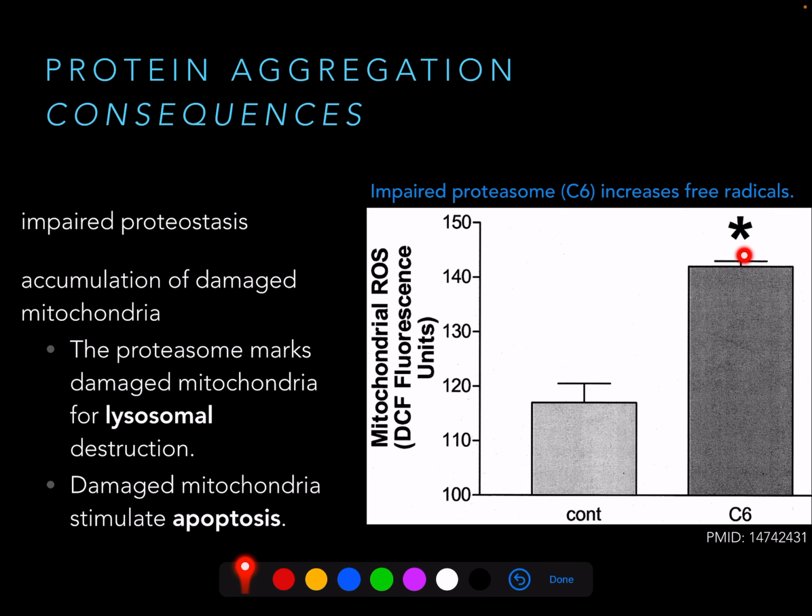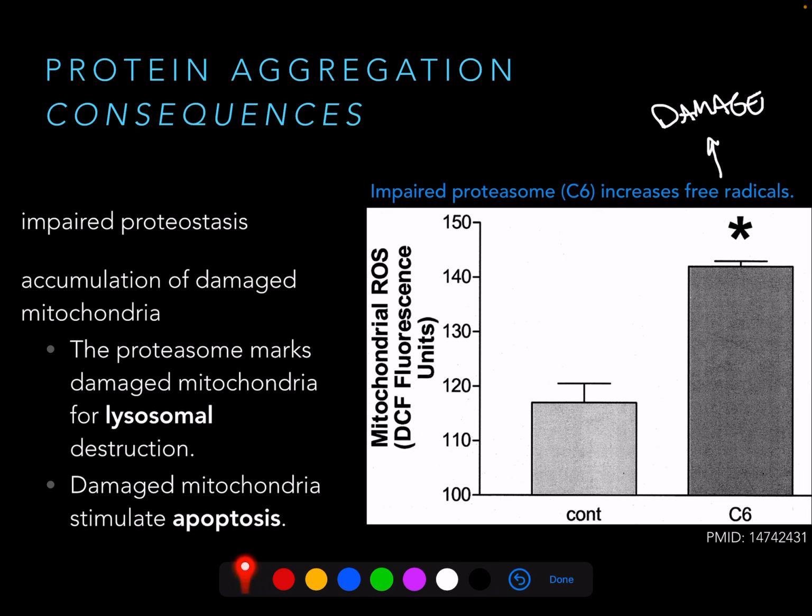The asterisk is here to tell us that we did indeed have a significant p-value. We have a 30% increase in free radicals. Those are still going to go about and damage the cell willy-nilly. They'll donate their electrons, damaging the lipids, proteins, DNA, etc., and eventually leading to apoptosis.